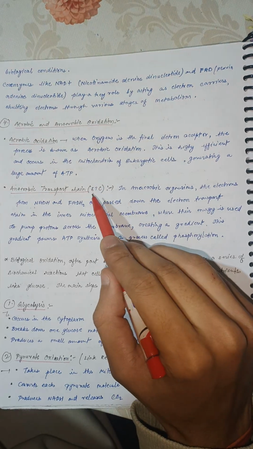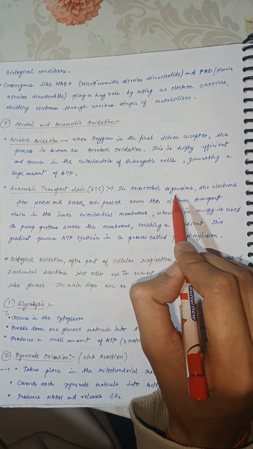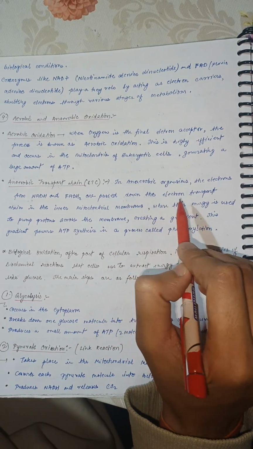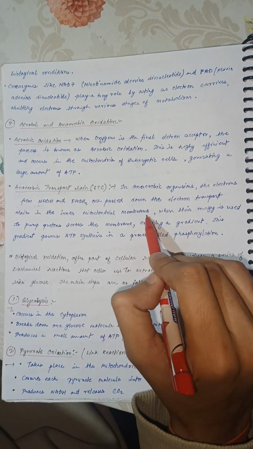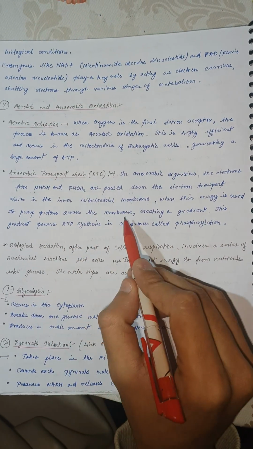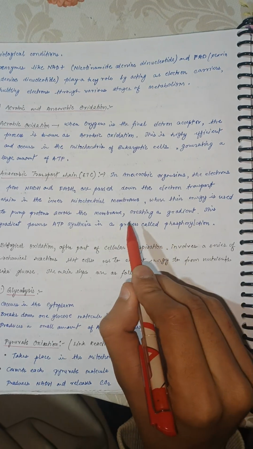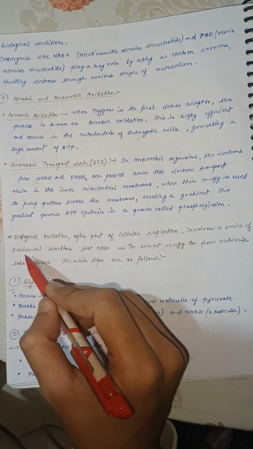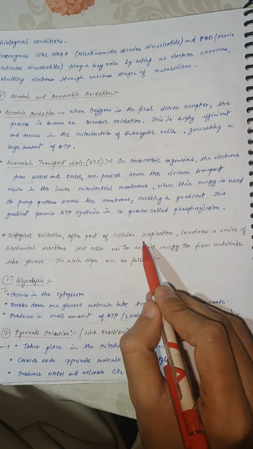Second one is the electron transport chain. In aerobic organisms, the electrons from NADH and FADH2 are passed down the electron transport chain in the inner mitochondrial membrane, where this energy is used to pump protons across the membrane, creating a gradient. This gradient powers ATP synthesis in a process called oxidative phosphorylation. This biological oxidation is part of cellular respiration.